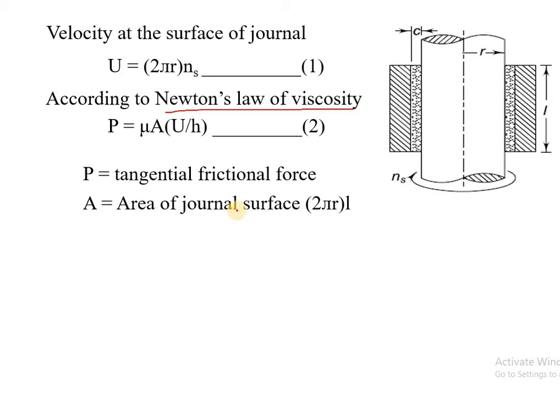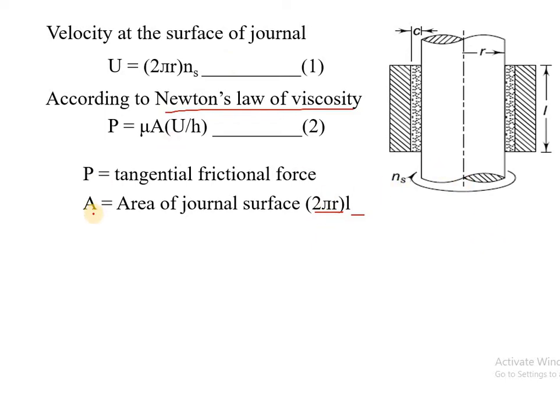A is the area of the journal surface. Now this area is nothing but circumference into the length. The length of the bearing is equal to the length of the journal. So you can say circumference into L. Now these are the conditions when we are applying the viscosity rule, Newton's law of viscosity, in this region.